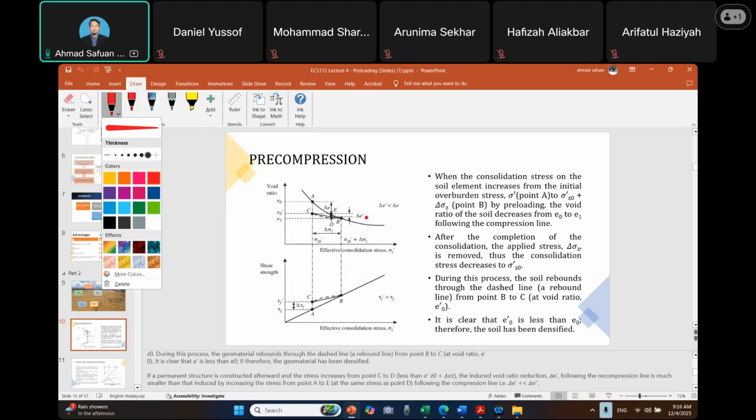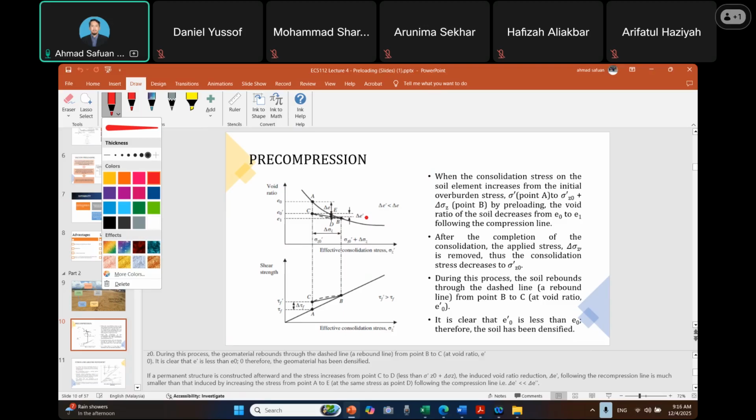This means that although we apply a new load, we need to understand how much load we can propose, less than the preloading stage. This is for the ground movements.